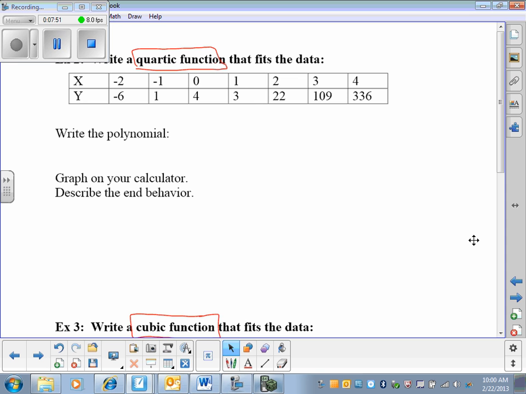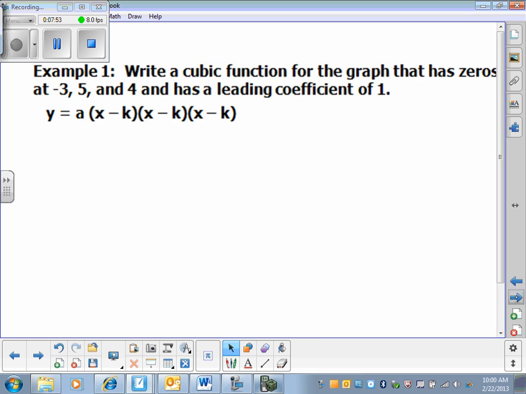You guys ready to move on? Okay. Let's go to the next one then. Okay, the next one is writing cubic functions. Before, that's really what we were doing, right? We wrote the equations out. This is the same idea, except this time I'm giving you some different information. There's going to be something very similar to this on the test, okay?